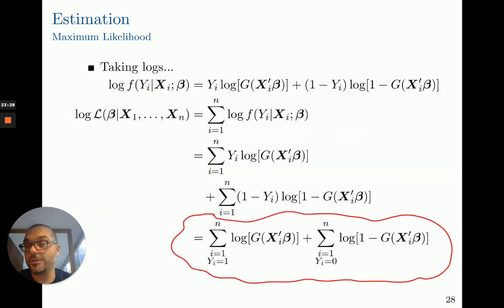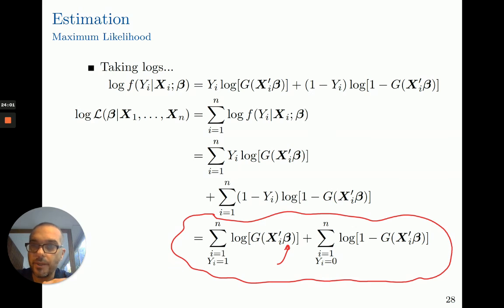So how are we going to estimate the parameters? What are the unknown parameters? The beta is the vector of betas. So how are we going to do that? We are going to maximize this function. So you see now that it's pretty different from linear regression, because in linear regression we were just minimizing the sum of the squared errors.